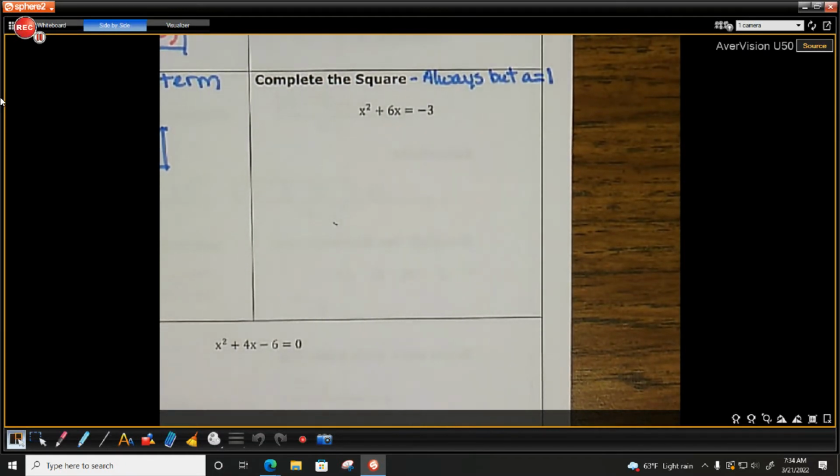Does anybody remember the one thing I told you you have to remember about completing the square? What's the one thing we have to remember about completing the square? Because again, my guess is none of y'all are going to actually use this method to solve. But does anybody remember the one thing you have to know how to do? Find the magic number. Very good.